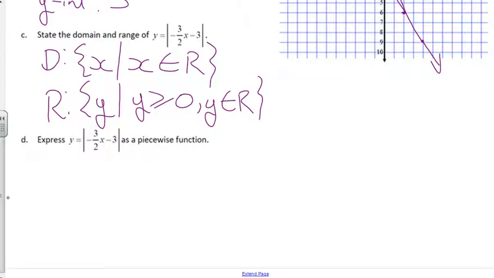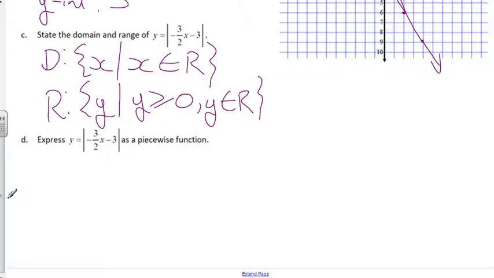Express y equals the absolute value of negative 3/2 x minus 3 as a piecewise function. What does piecewise even mean? Okay, so piecewise, really, it's just the definition of the absolute value function that we've done, right? The absolute value function says it's x if x is greater than or equal to 0, but it's the negative of x if x is less than 0.